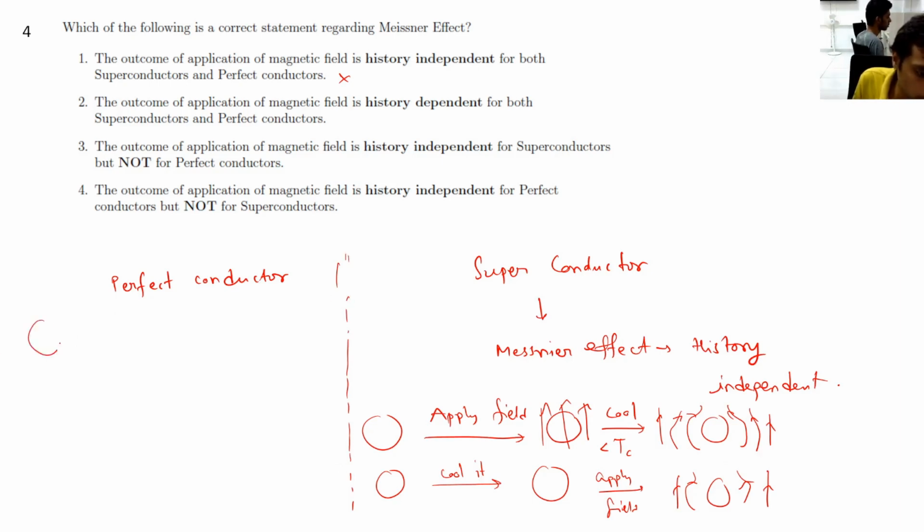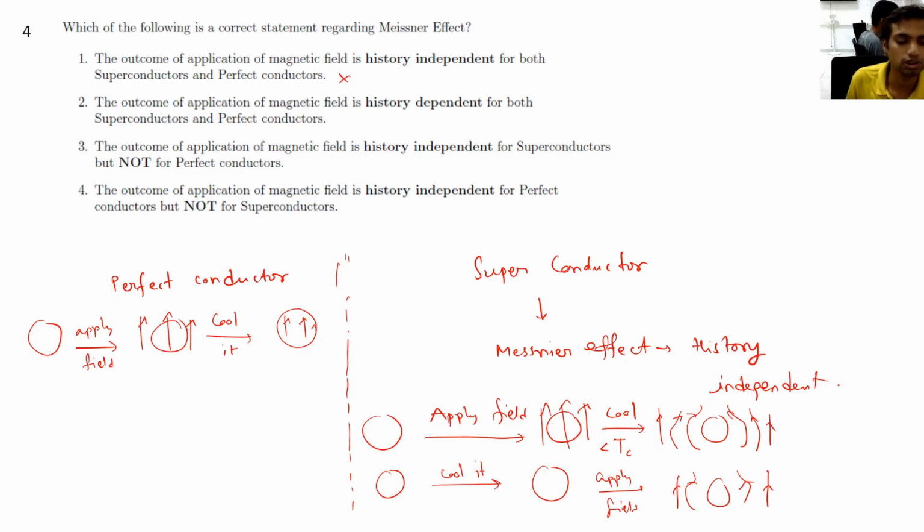If you have a perfect conductor, you first apply a field, so let us say you are applying this field, and then you cool it. What you will have finally is that the magnetic field will remain constant when you cool it sufficiently to 0.